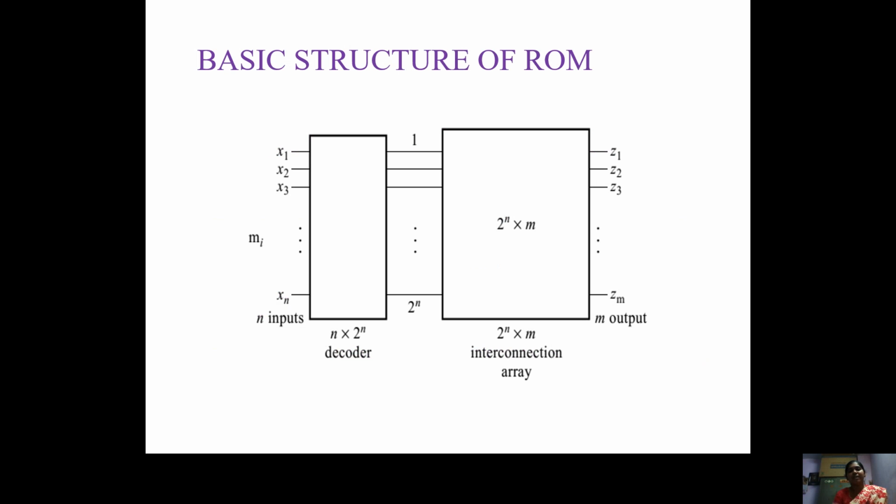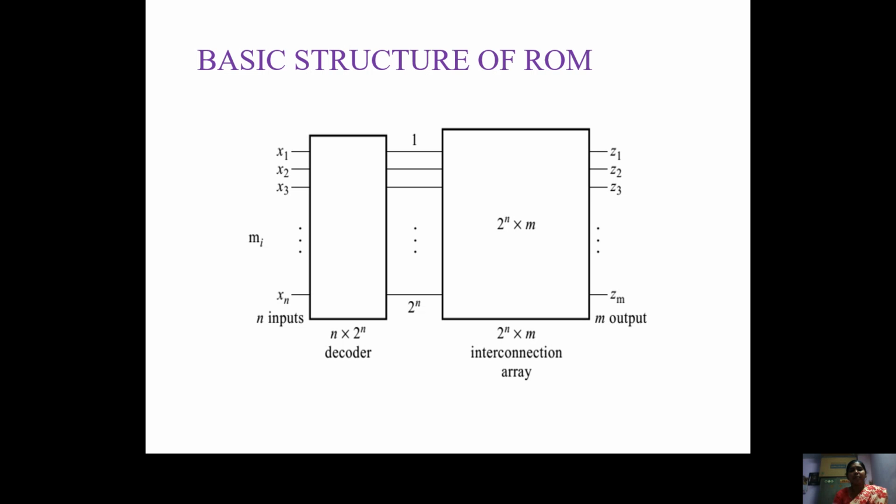So this is the basic structure of ROM. Since the ROM is read-only memory, it is possible to access only information from the memory. So it is not possible to write any of the information. That is why here no write operation is shown.